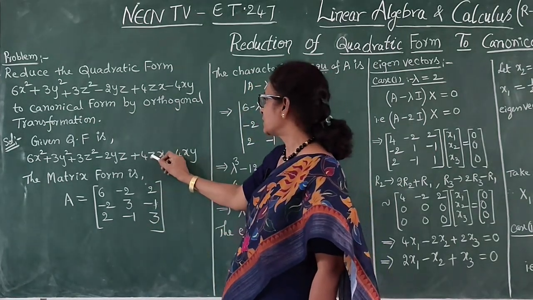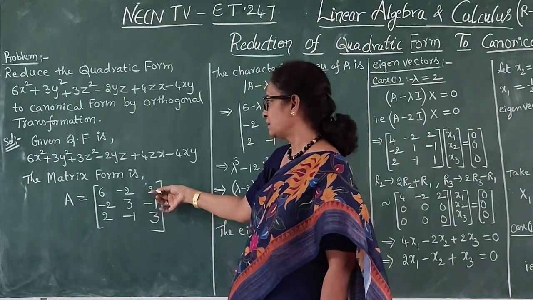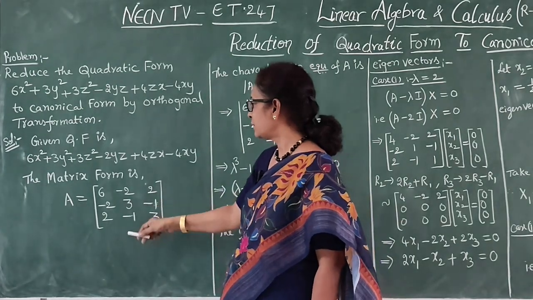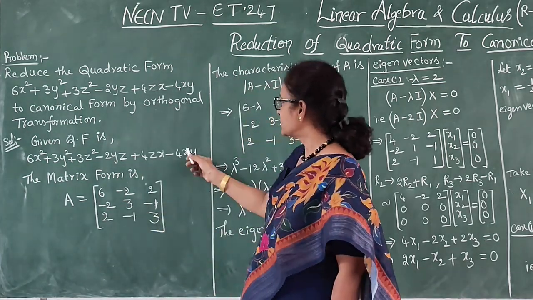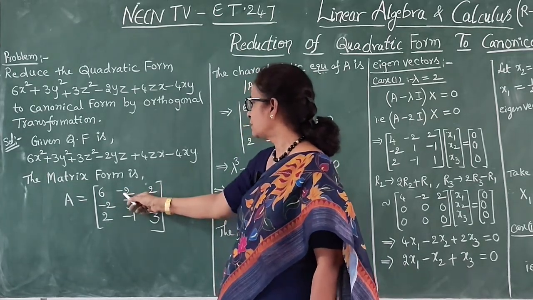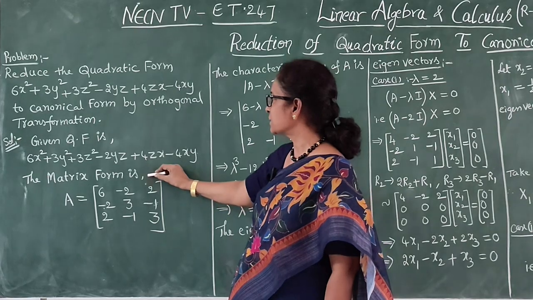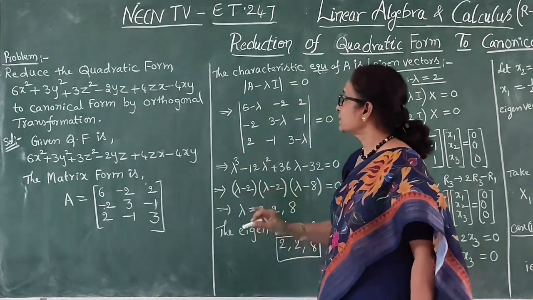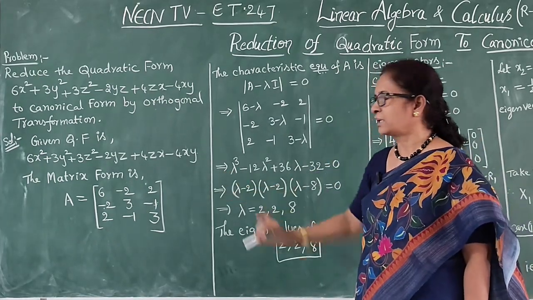This coefficient is zx and xz. xz means first row and third column. 2 we have to write here, and third row first column, zx, you have to write 2 here. Like this. xy, this place, so you have to write minus 2 here and minus 2 here. Like this, we have to write the matrix form of the given quadratic form. That is the first step. The second step is you have to find eigenvalues for that matrix.